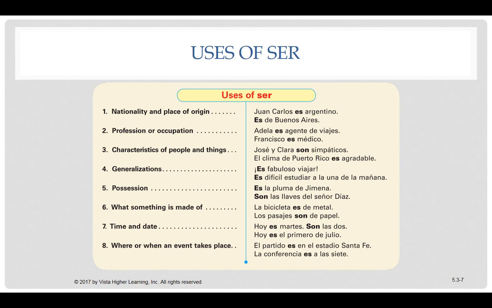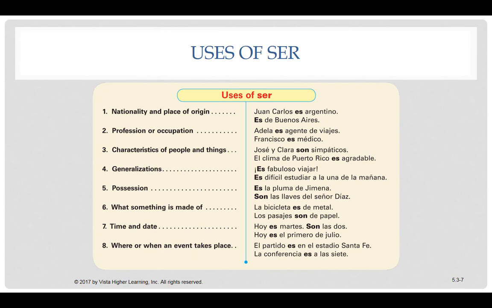Time and date. Hoy es martes. Son las 2. Hoy es el 1 de julio. Today is Tuesday. It is 2 o'clock. Today is July 1st.